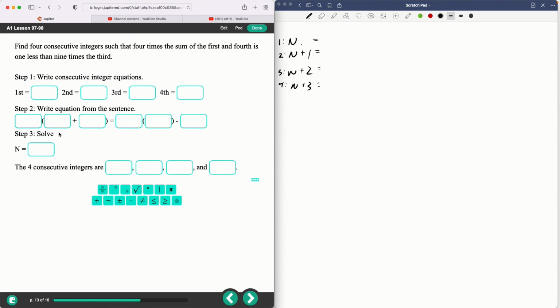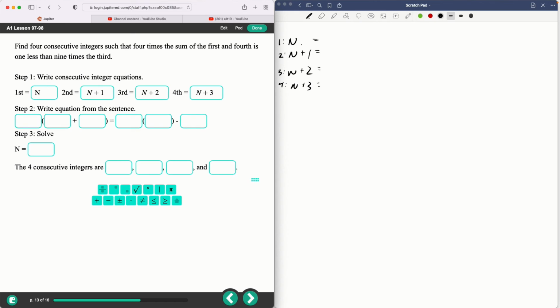We just did that. So that's n, n plus 1, n plus 2, n plus 3. There's our equations. Now we write the equation from the sentence.